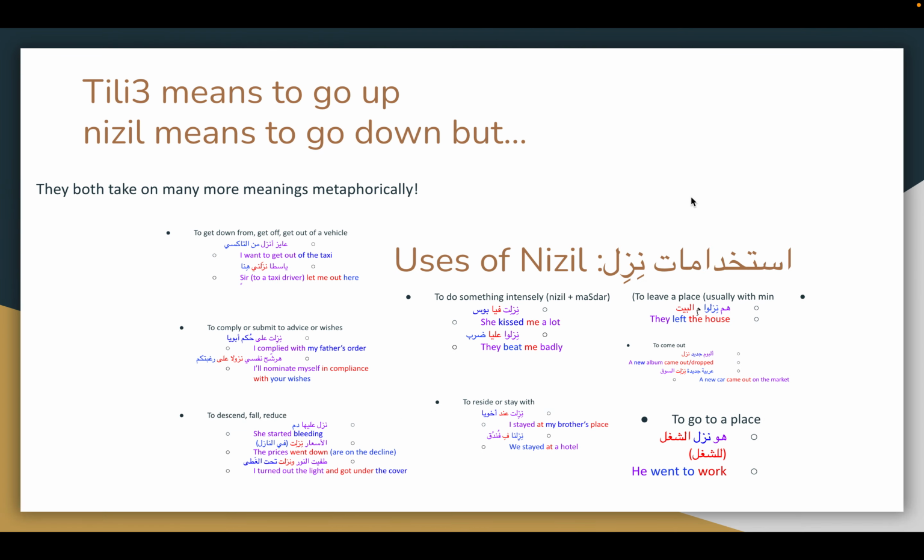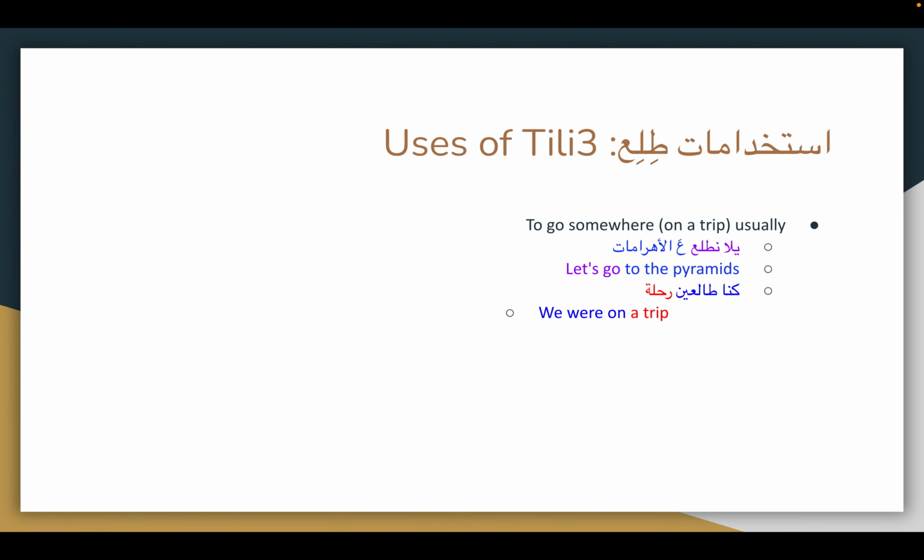So, as we discussed previously, طلع means to go up, nizil means to go down, ولكن they both take on many more meanings metaphorically زي ما احنا شفنا في الجزء الأول مع الفعل نزل. So, what about طلع? Let's get right to it. So, طلع can be used to mean to go somewhere, especially to go on a trip.